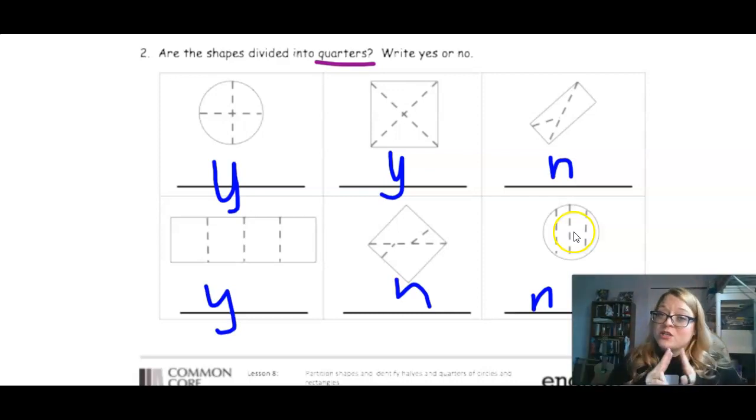So those are the 2 questions we have to ask ourselves. Are there 4 pieces and are they equal? Or are there 2 pieces and are they equal? The most important thing is that the pieces have to be equal, okay?